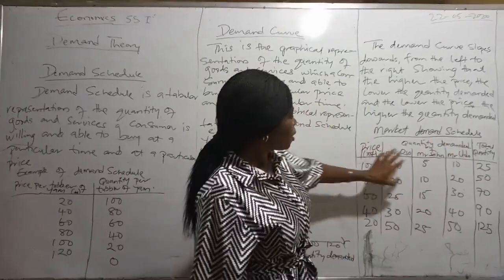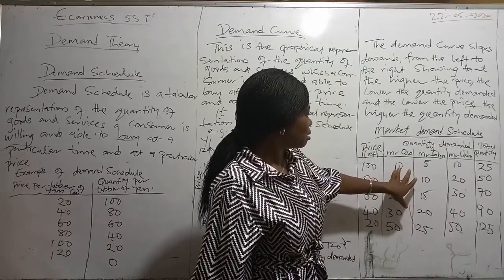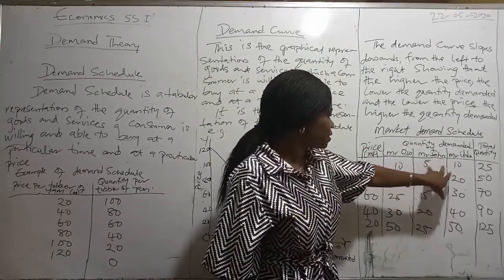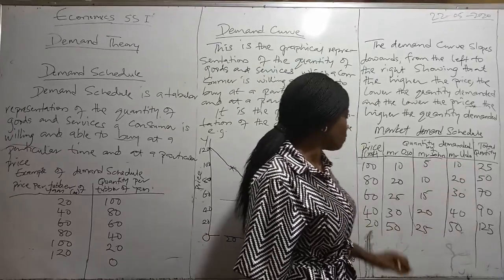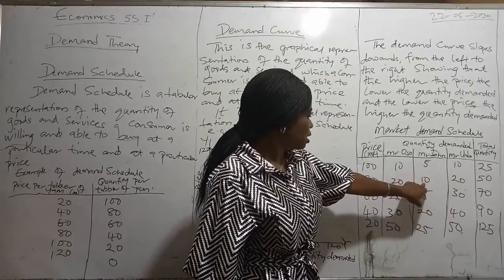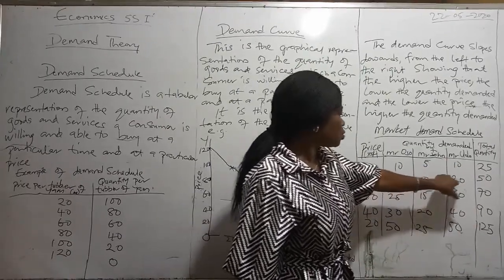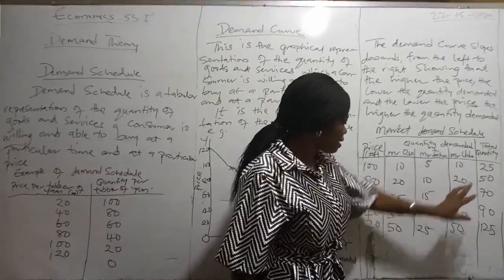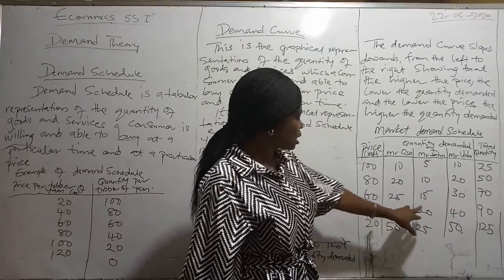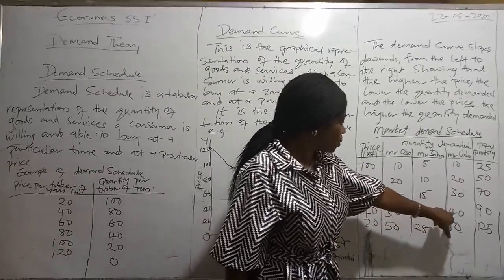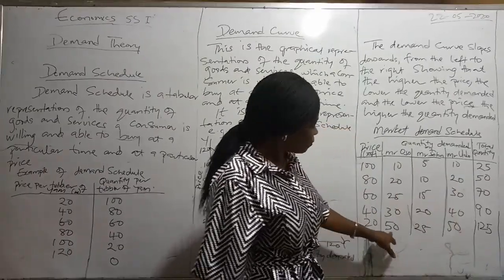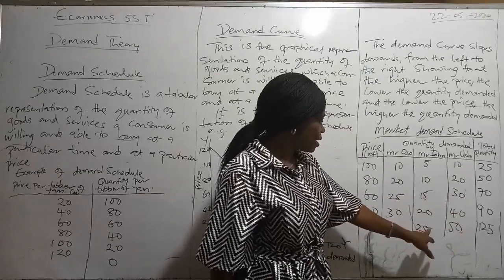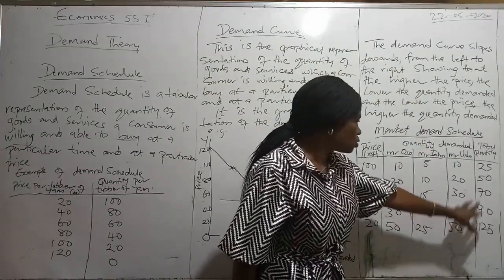So you add them together: 10 plus 5 is 15, plus 10 is 25. 20 plus 10 is 30, and plus 20 is 50. 25 plus 15 and plus 30 is 70, and so on. 30 plus 20 plus this is 90, and then 50 plus this is 75. 75 plus 50 is 125.